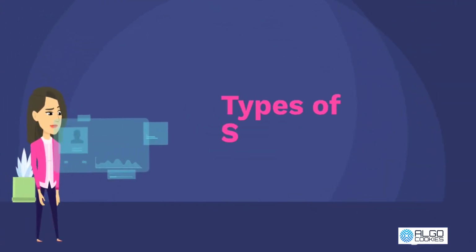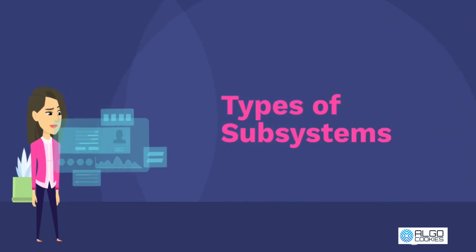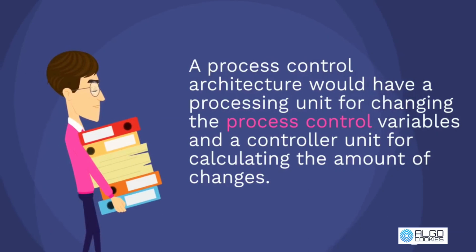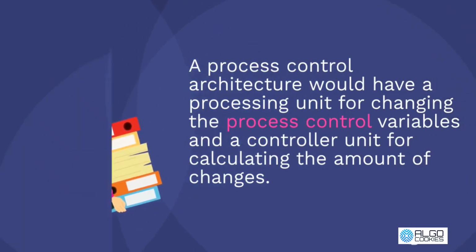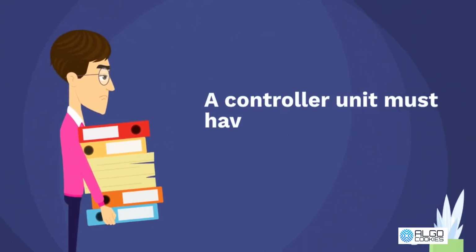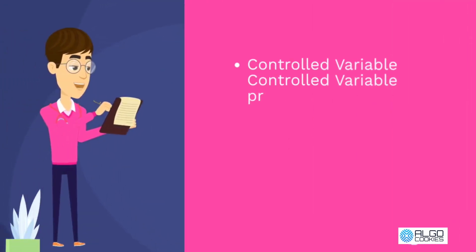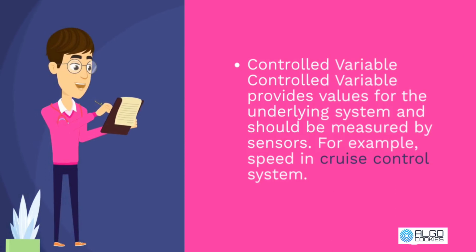Types of subsystems. A process control architecture would have a processing unit for changing the process control variables and a controller unit for calculating the amount of changes. A controller unit must have the following elements. Controlled variable provides values for the underlying system and should be measured by sensors. For example, speed in cruise control system.